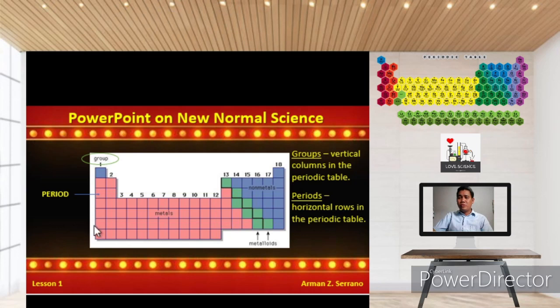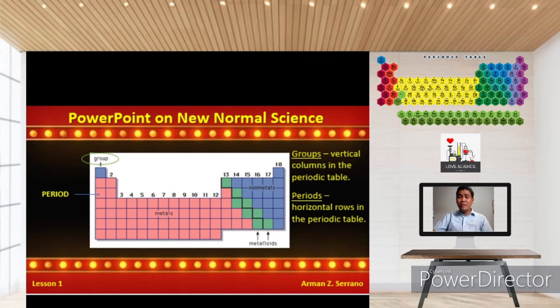What about periods? Periods are horizontal rows in the periodic table. There are how many periods in the periodic table? Very good. There are 7 periods in the periodic table. We have period 1, 2, 3, 4, 5, 6, and 7. Period 1 has the least number of elements, while periods 6 and 7 have the most number of elements.